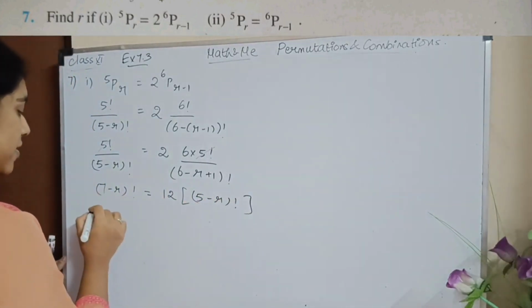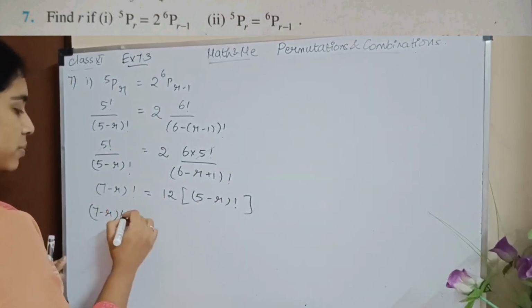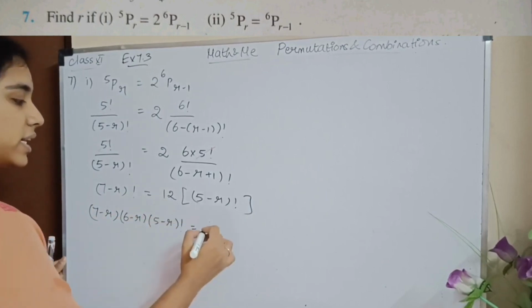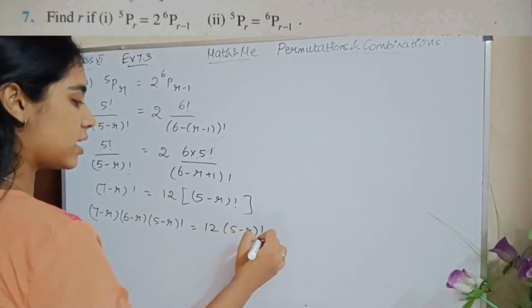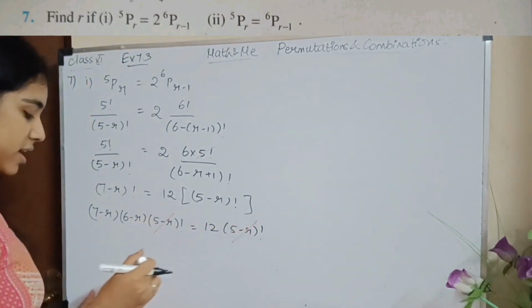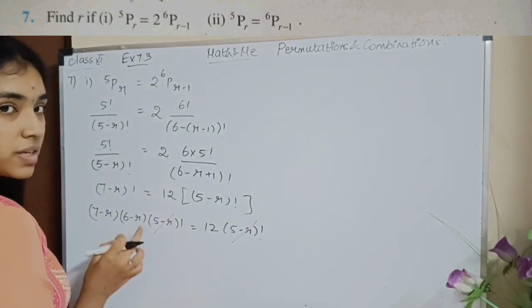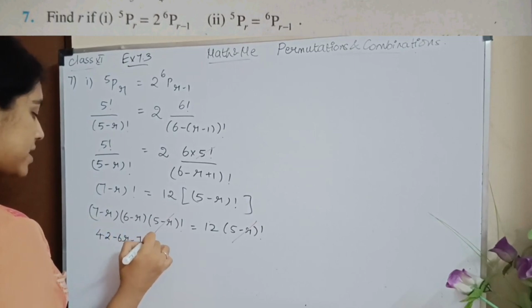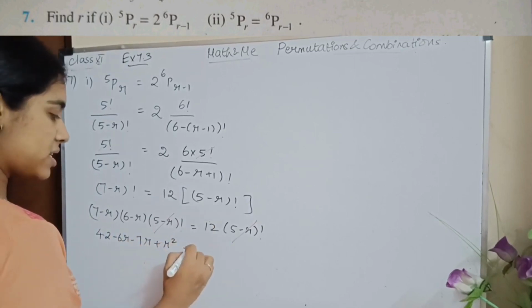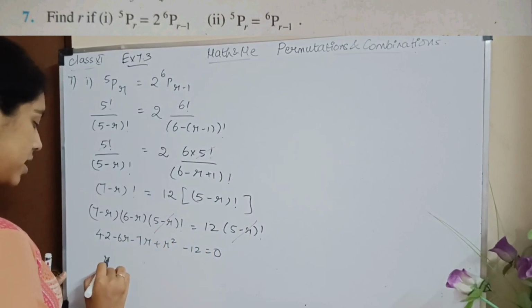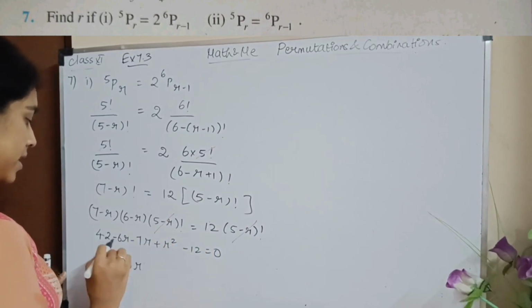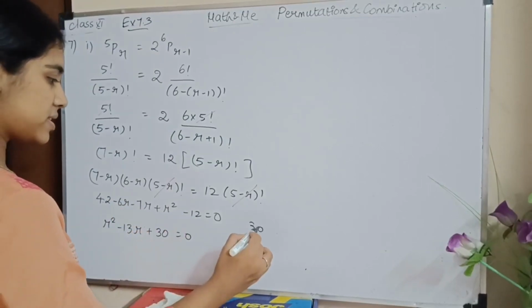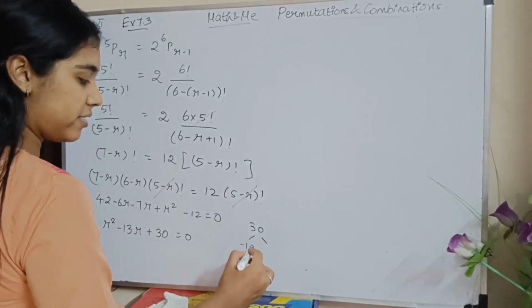Now what can we do with this? I have a (5 minus r) here, so (7 minus r) times minus 1 gives (6 minus r), again minus 1 gives (5 minus r) the whole factorial, equals 12 times (5 minus r) the whole factorial. So (5 minus r) factorial and (5 minus r) factorial will get cancelled, so I have two terms that I'm going to multiply, the brackets: 7 sixes are 42 minus 6r minus 7r plus r square minus 12 equals 0. So I have r square minus 13r, 42 minus 12 is 30, equals 0. So I need a product of plus 30 and the sum of 13. So I have minus 10 minus 3.